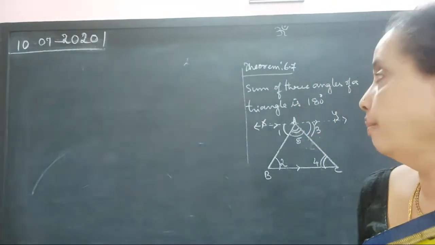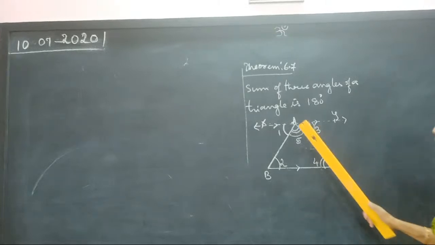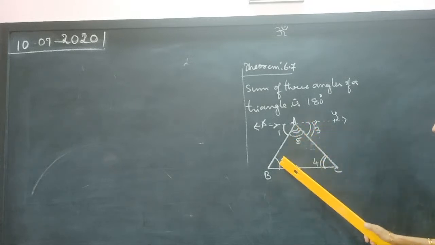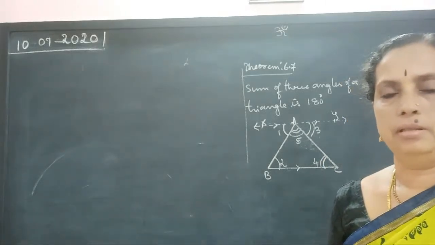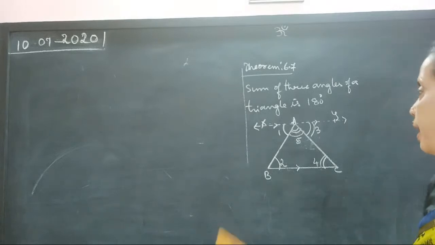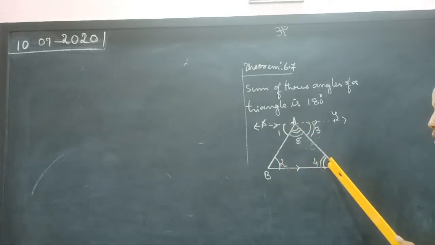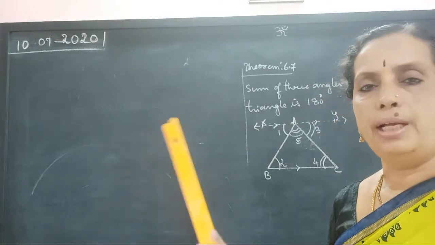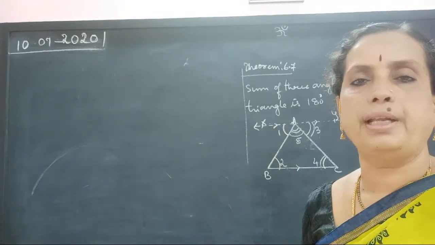So what is given? Given a triangle ABC in which angle A, angle B and angle C are three angles of the triangle. To prove: angle A plus angle B plus angle C equals 180 degrees.